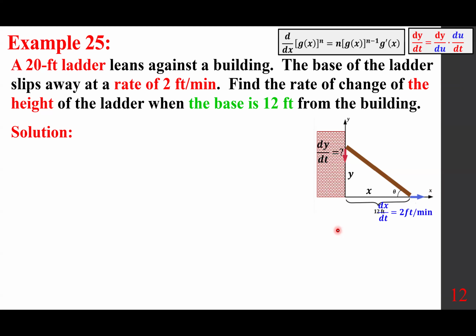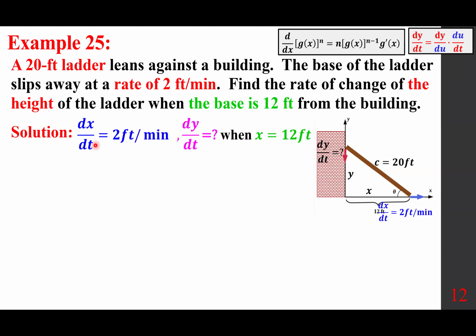So you are going to write this. And the ladder is fixed, it's 20 feet. So we are going to write dx/dt is 2 feet per minute, dy/dt is missing, x is 12 feet, we want to find dy/dt at that point. So clearly, this is a 90-degree angle, follows the Pythagorean theorem, a squared plus b squared is c squared, that means x squared plus y squared is 20 squared.